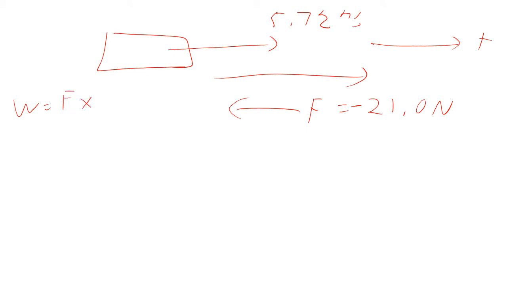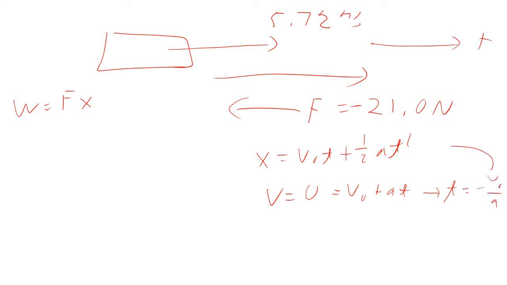So we need to know the distance. Okay, so the distance is going to be V0t plus 1/2 AT squared. Okay, well, we know that the final velocity when it stopped is 0. That's equal to V0 plus AT. So we can do a little bit of algebra, find that T equals minus V0 over A. Plug that into this equation. Y'all have done this before. So X comes out to be equal to minus V0 squared over 2A.